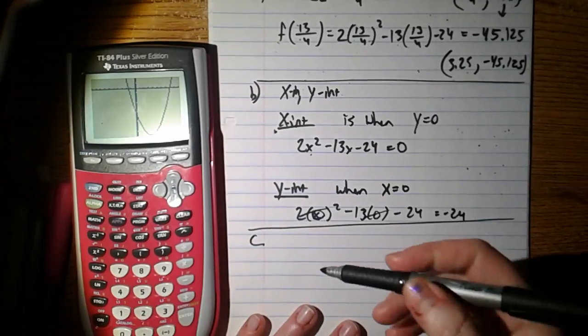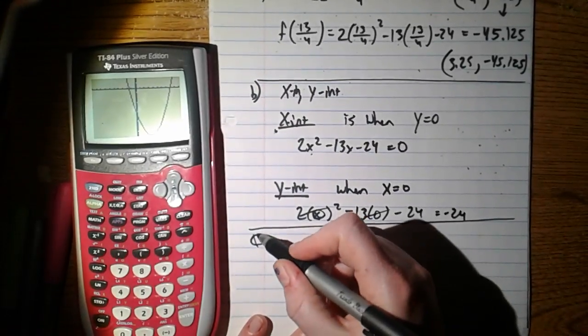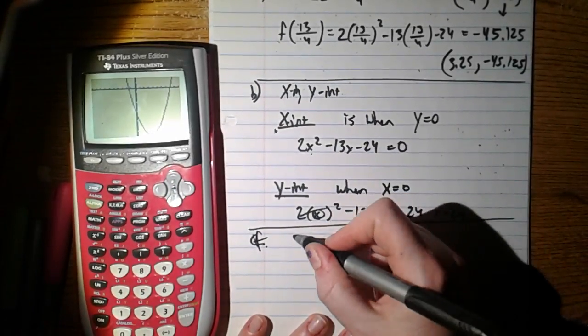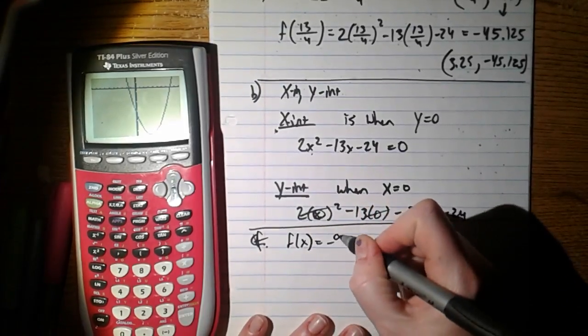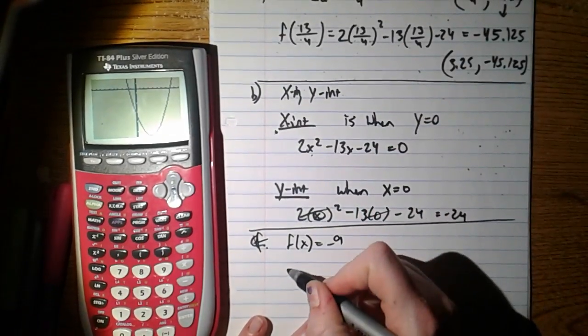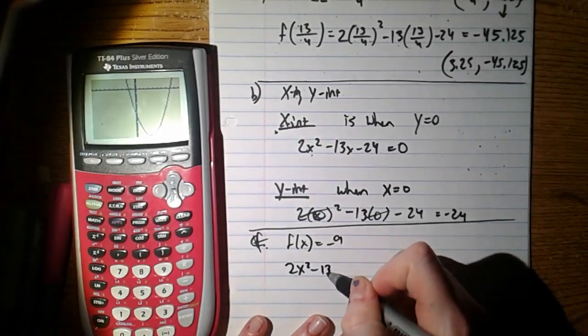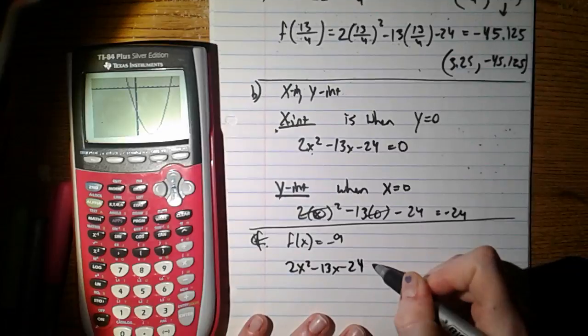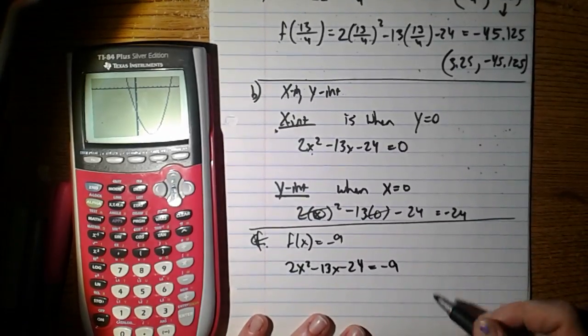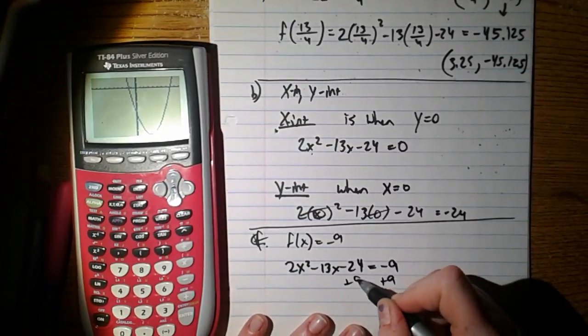Okay, let's look at this last one though. F of x equals negative 9. That's where you're going to say 2x squared minus 13x minus 24 equals negative 9. You can add your 9.